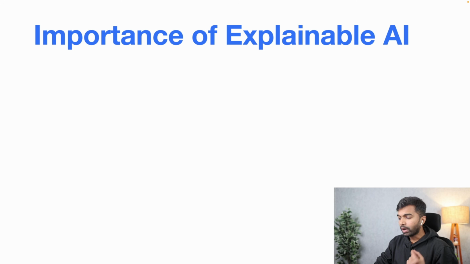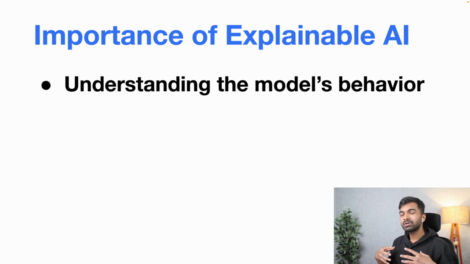Now, why is explainable AI important? Well, the first reason is simply because you want to understand the model's behavior. As humans, we have this innate curiosity of not being able to trust something unless we know how it works. So we want the models that we build to be predictable in at least some form, and we want to understand why they're giving the results that they're giving.